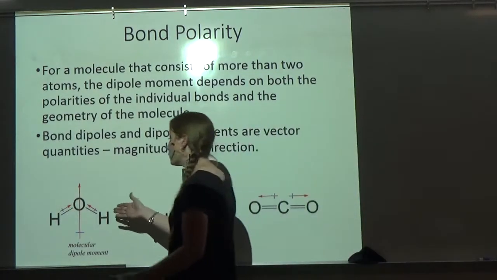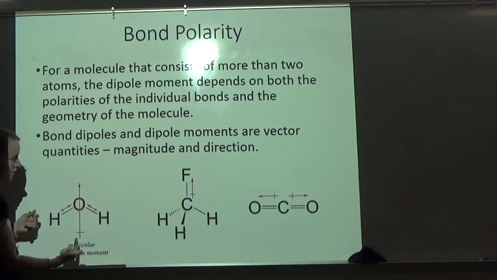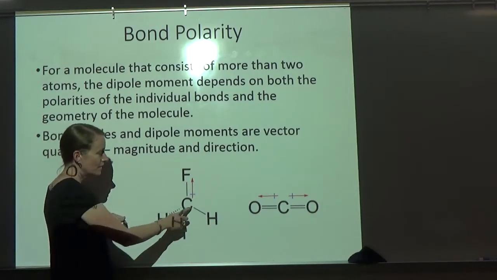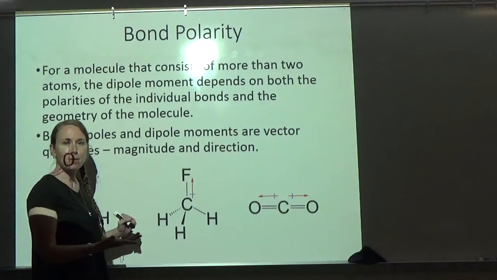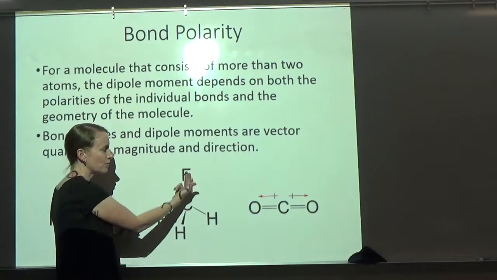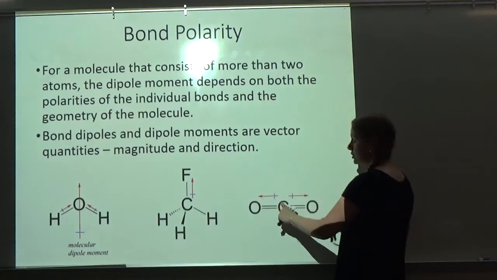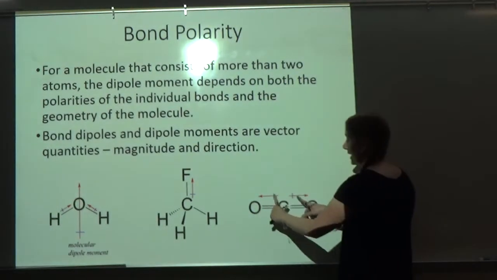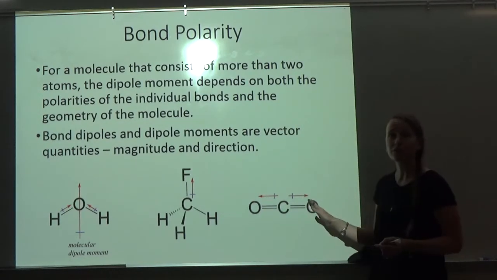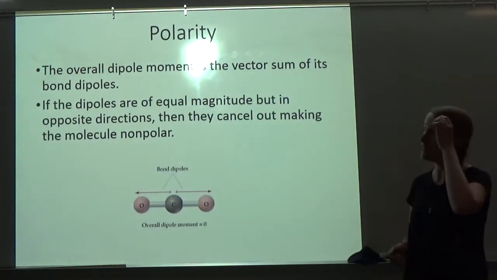Like we already did water in the previous video. We have bond dipoles both pointing towards oxygen, so the overall molecular dipole would point up towards oxygen. Here, C and H are practically nonpolar anyway because their electronegativities are so close, so in this case it would point towards fluorine because fluorine is the most electronegative. Here they would point towards the oxygens, but since CO2 is linear, they actually cancel out. So even though each bond is polar, the overall molecule is nonpolar because the dipoles cancel. Let's look at some examples of this after we talk about it a little more.